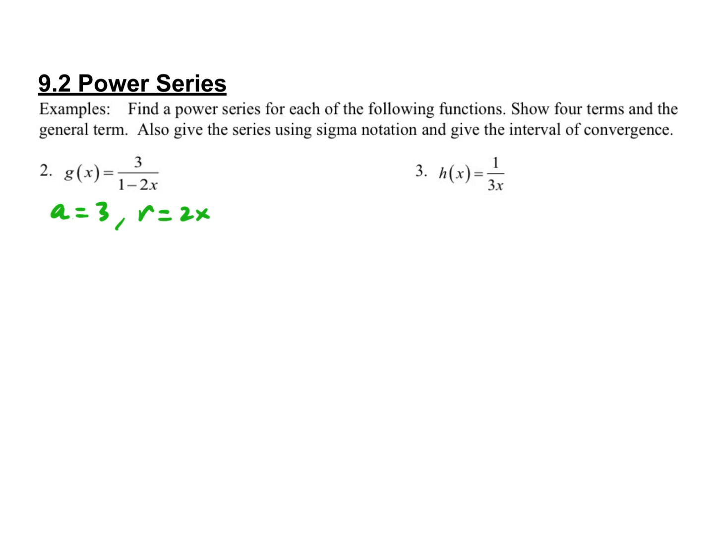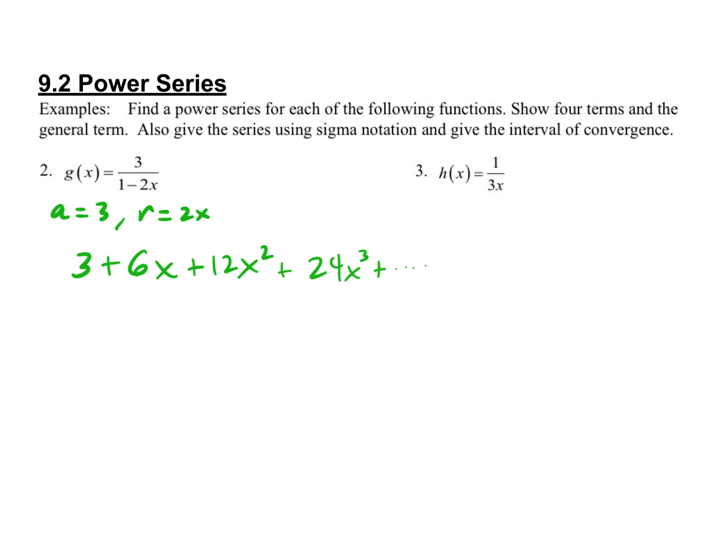So if I start off with 3 as my first term, and all I'm doing every time is multiplying it by 2x. If 3 is the first term, what's the second term? 6x, right? Just multiply the first term by 2x. Now I multiply this by 2x. What do I get? 12x squared. And then I need one more term. Multiply that by 2x. 24x to the third.